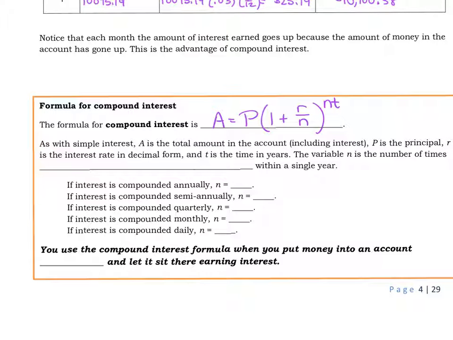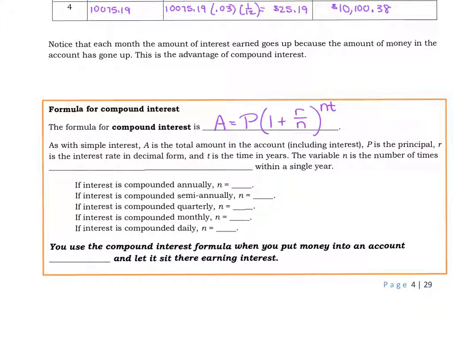Now, most of these variables mean the same thing as they do in simple interest. A is the total amount in the account, which does include your interest. P is the principal, the amount that you started with. R is your interest rate, again in decimal form, and T is time in years. Our new variable N is the number of times interest is compounded within a single year.